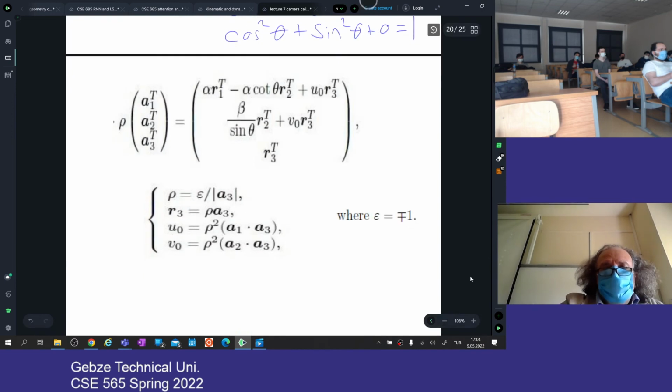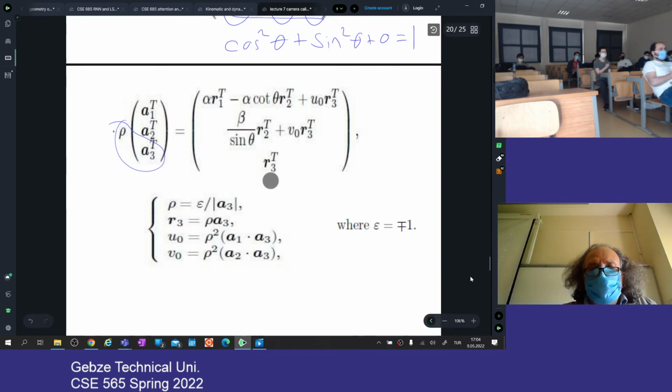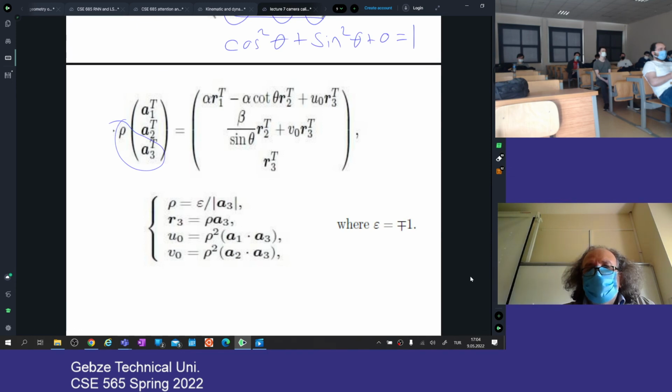Okay, so remember this is our A matrix. I am after this R3, but all I have is this rho times A3. So our rho is going to be again, if I multiply this, R3 is by itself. That's going to be rho times A3 is going to be my R3. How about these two? Where did I get these two? Somebody tell me these two.